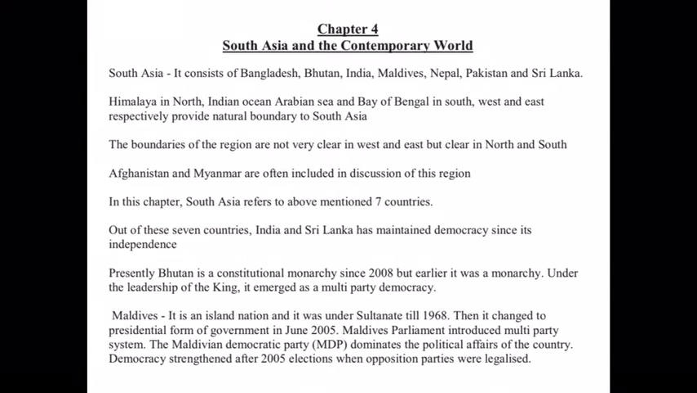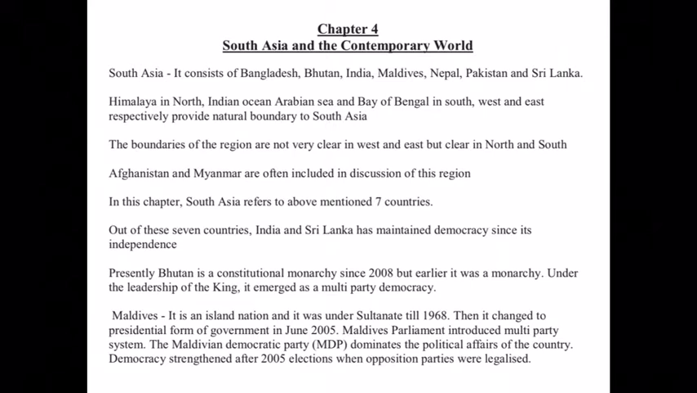Then parliament introduced a multi-party system over here. By 2005 there was a multi-party system, but before that only the MDP, that is the Maldivian Democratic Party, dominated the political affairs of the country. Means that party was ruling the country, and all the things were under the control of this political party. So democracy strengthened only after 2005, when this country became a multi-party country, because opposition parties were also legalized in this country after 2005.